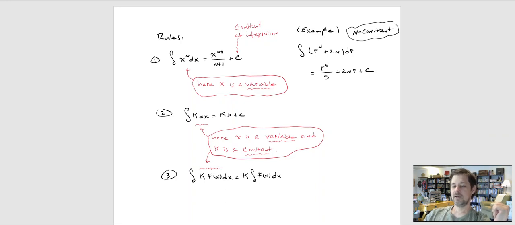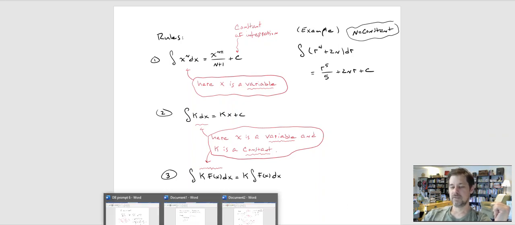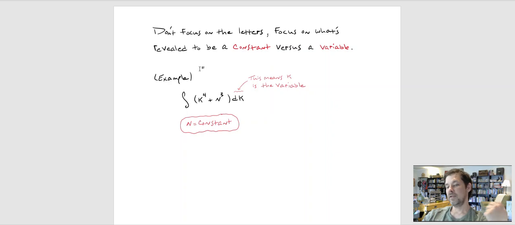Now, I want to say that whenever we have calculus problems of any kind, don't focus on the letters. Don't focus on whether you see an x or a y or a k or an n. Focus on what's revealed to be constants versus what's revealed to be variables. All right, so let's do a few more and then we'll go back and talk about that original problem from my prompt. So here, what's the variable? That dk right there means k is the variable.